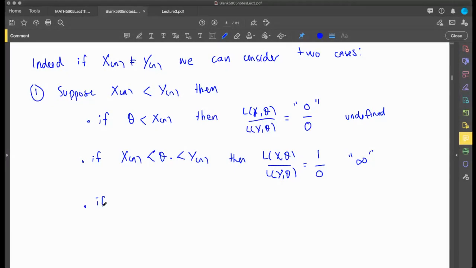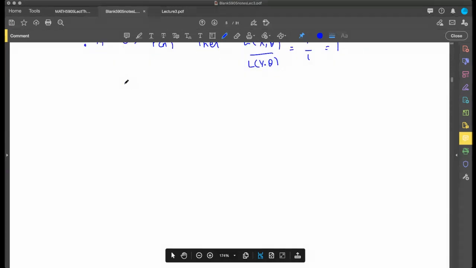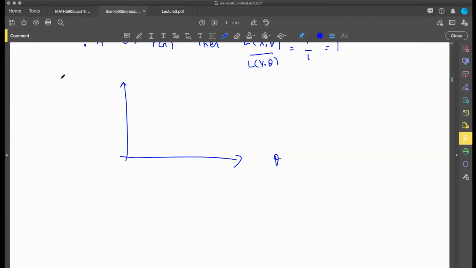And then finally, the final case, if theta is bigger than yn, so now it's bigger than both of them, then both of these indicators are going to trigger. And so they're just going to both be 1, and you have 1 over 1, which equals 1. So now I'm going to plot this ratio. As I move theta, I want to plot the ratio of Lx theta over Ly theta. And remember, the maximum of my x and the maximum of my y are fixed because they're my observations.